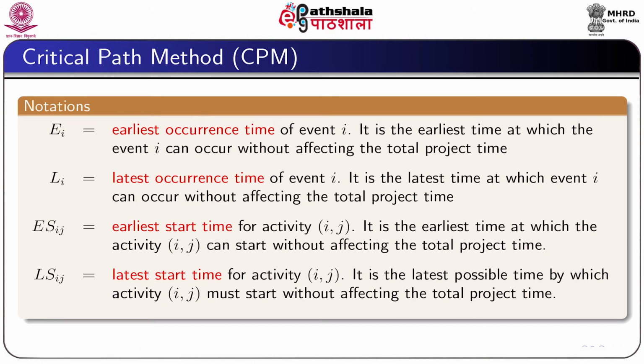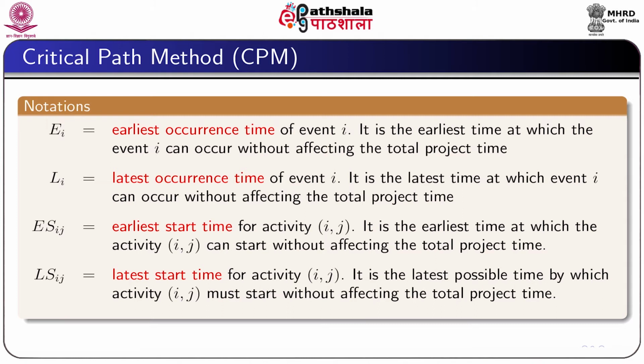Before I explain the critical path method, let me introduce some notations. EI denotes the earliest occurrence time of an event I. It is the earliest time at which the event I can occur without affecting the total project time. LI, it is the latest occurrence time of event I at which event I can occur without affecting the total project time.